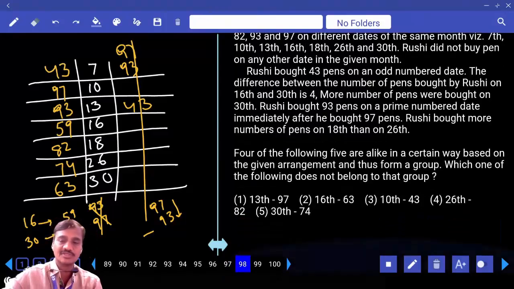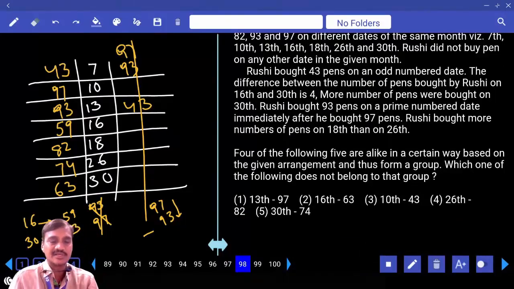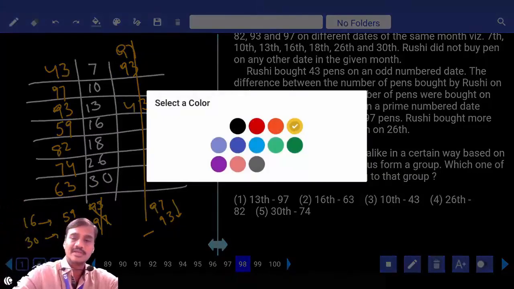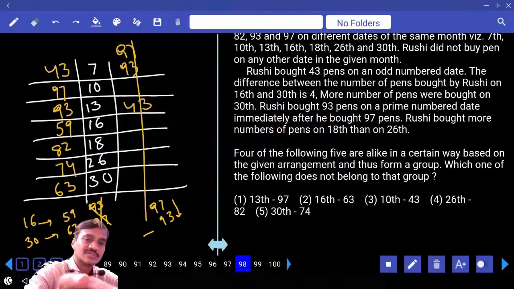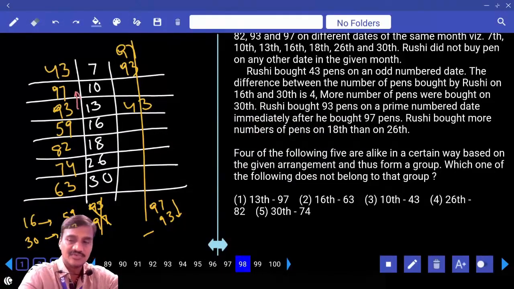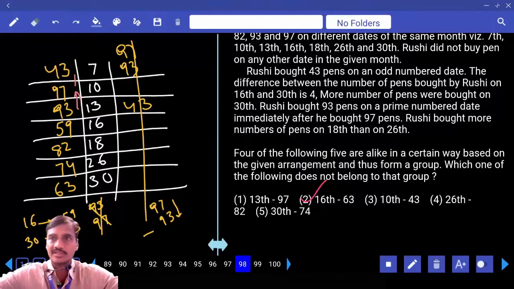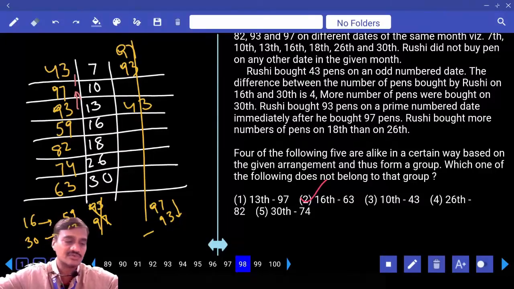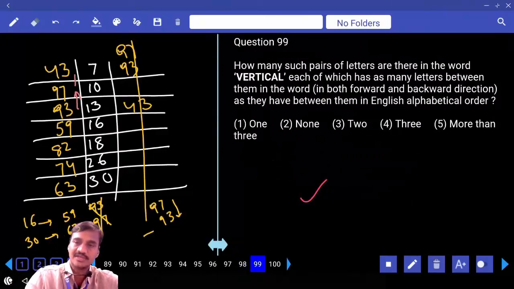And which one of the following is nothing but an odd man out? 13th and 97. Now 97 is immediately before this 13. 97 is immediately before this 13. Isn't it? And in the same way 16th and 63. Now between 16 and 63 there are exactly 2 in between. 10th and 43, they are again adjacent to each other, except in choice 2. And in the remaining, the date and the number of pens are adjacent to each other. Choice 2 is the odd one, 98. Then 99.